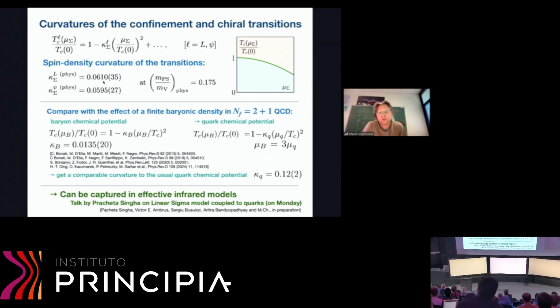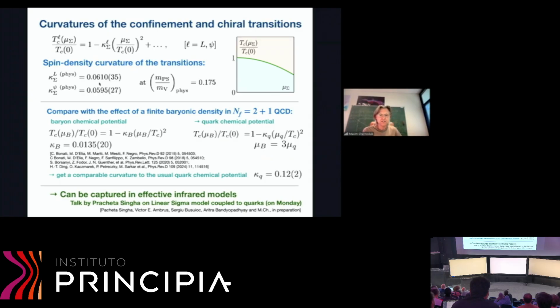And in fact, it's of course interesting to compare those spin curvatures to other, very well measured parameters. Here, for example, I took the curvature at finite baryonic density. It has been measured right now with good precision in more or less realistic, actually more realistic than our case, QCD with 2 light quarks and 1 heavier quark. If you translate it to the quark chemical potentials, then the curvature of the baryonic transition would correspond to approximately 0.12. In our case, we have 0.06. So we are in the same range of effect.